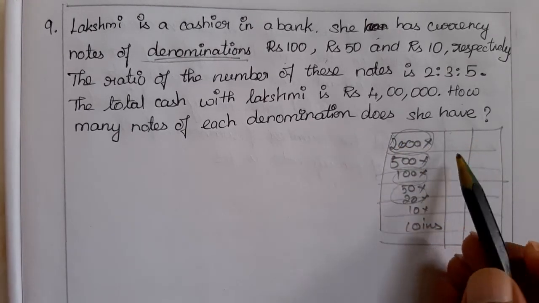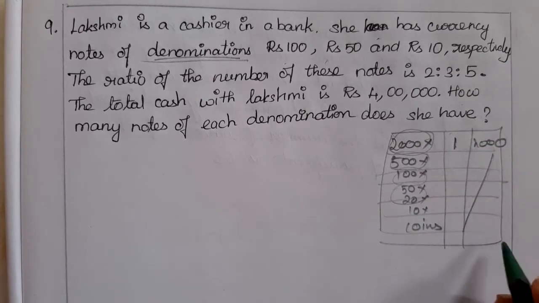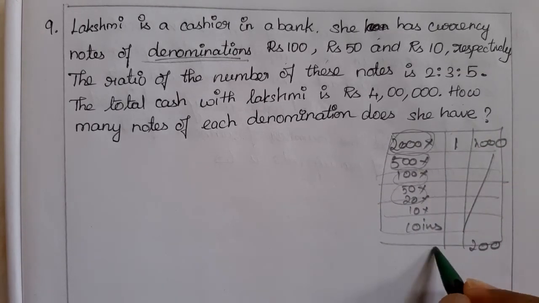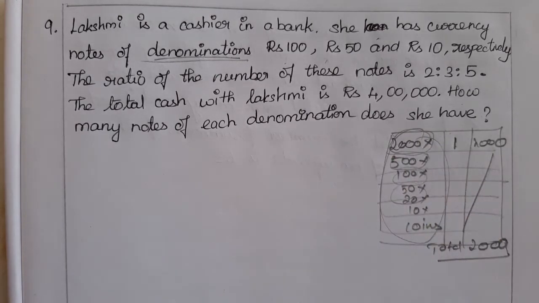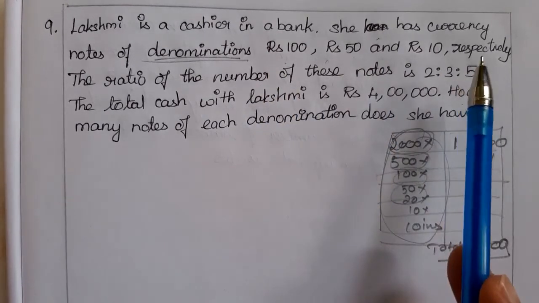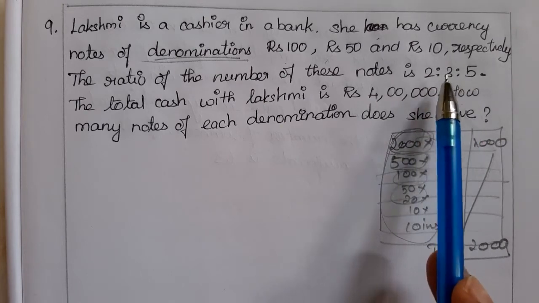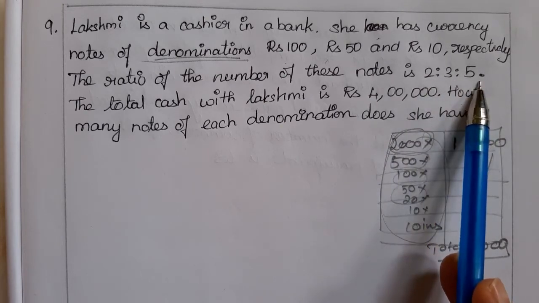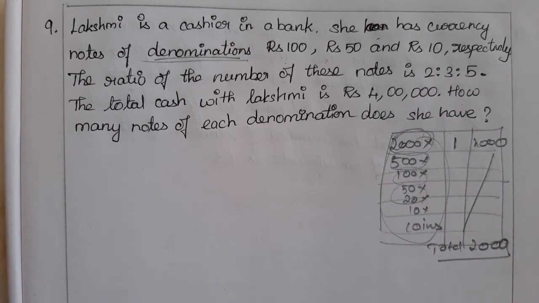If we are going to pay 2000, we will fill in 1 note of 2000, and if there is no other amount, we will strike and write the total as 3000. So this is called denominations, which we can find in the bank. Here, the 100 rupee, 50 rupee and 10 rupee notes are in the ratio 2:3:5. That's the common ratio. If we consider it as x, then it will be 2x, 3x and 5x.